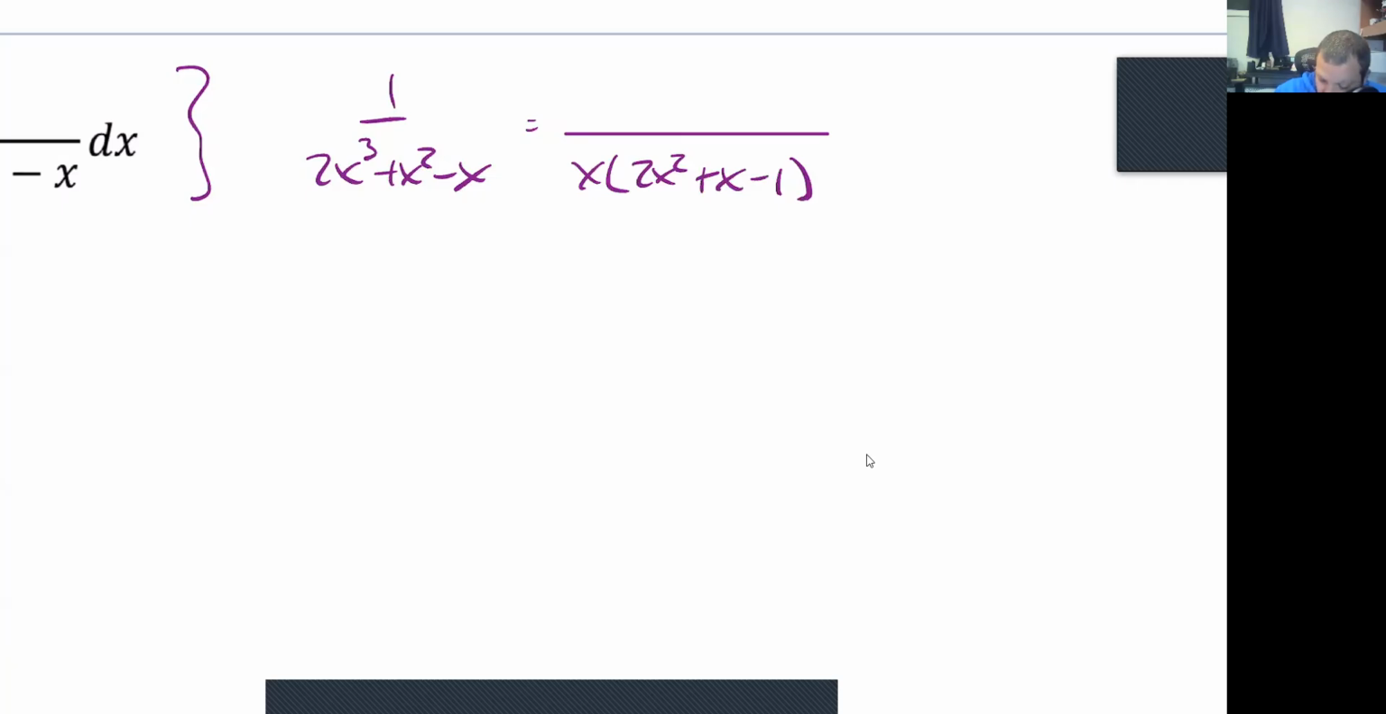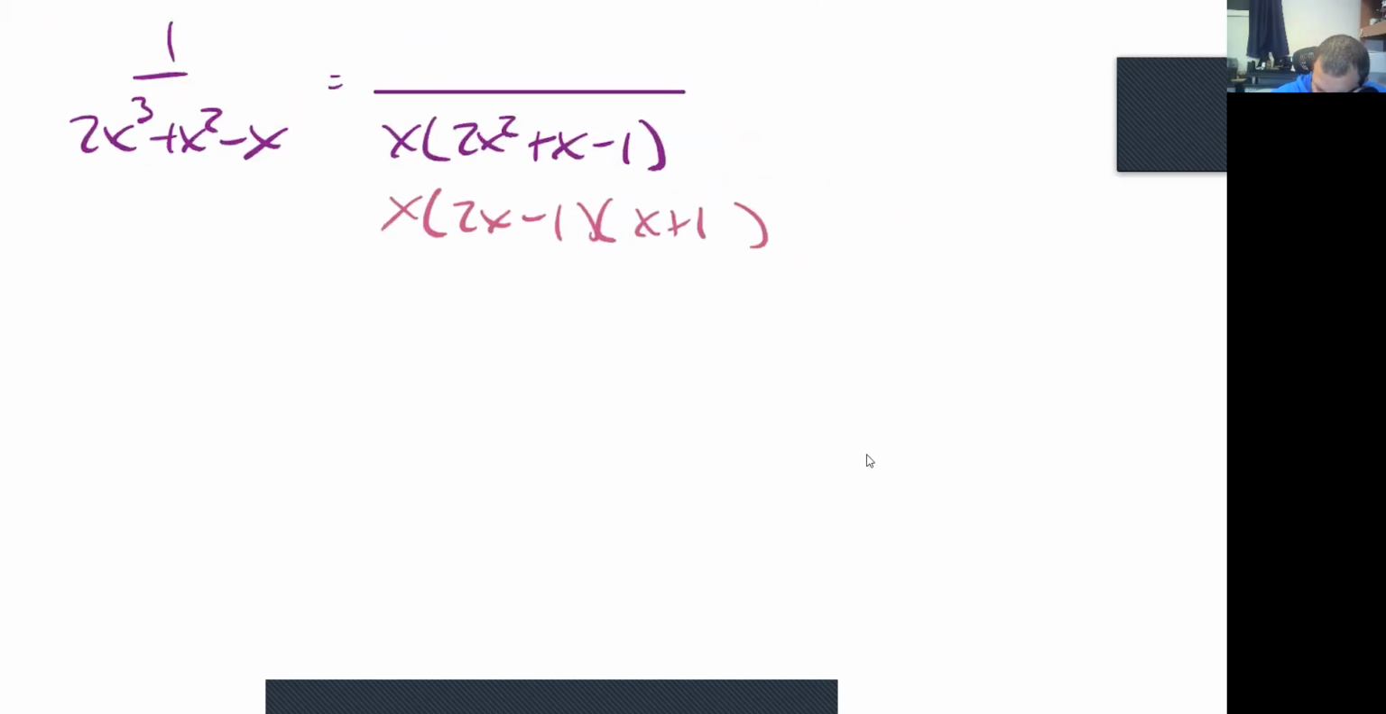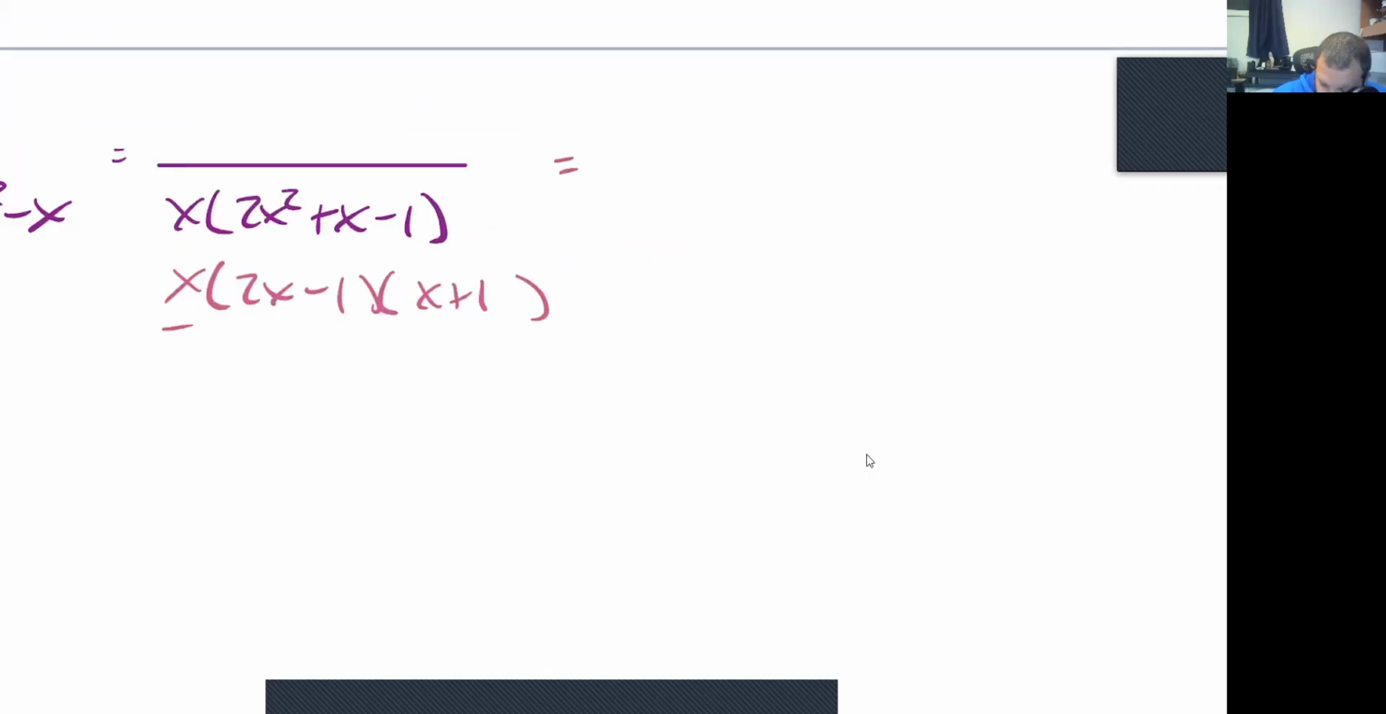And this is going to factor. This is going to be a 2x and an x, a plus 1 and a minus 1, right? So we have positive 2x minus 1x. Cool. Then we can break this up, since each of these are non-repeating linear terms, into a over x plus b over 2x minus 1 plus c over x plus 1, right?